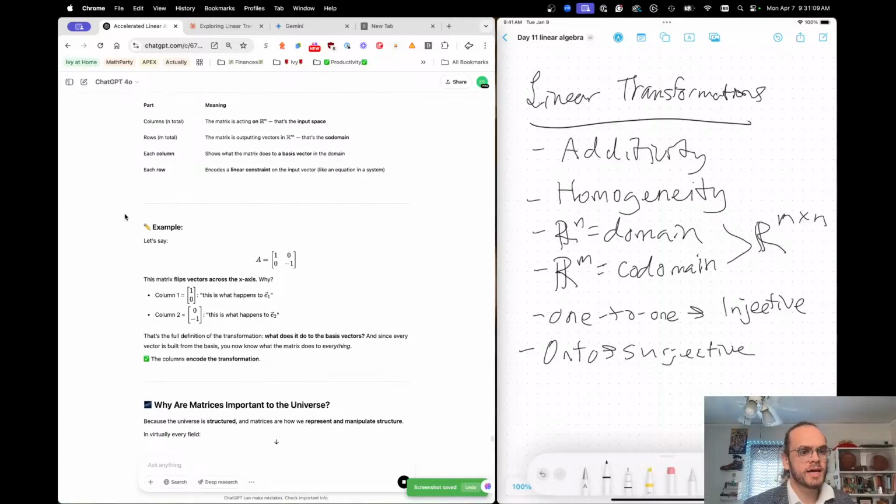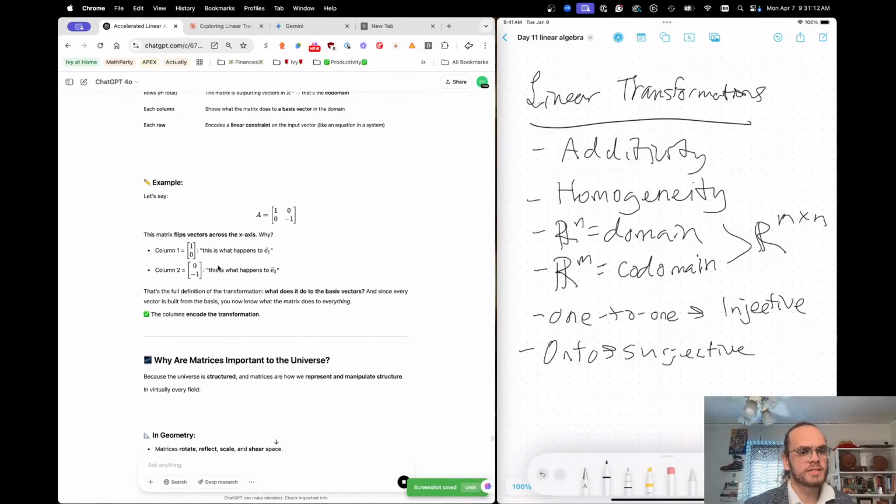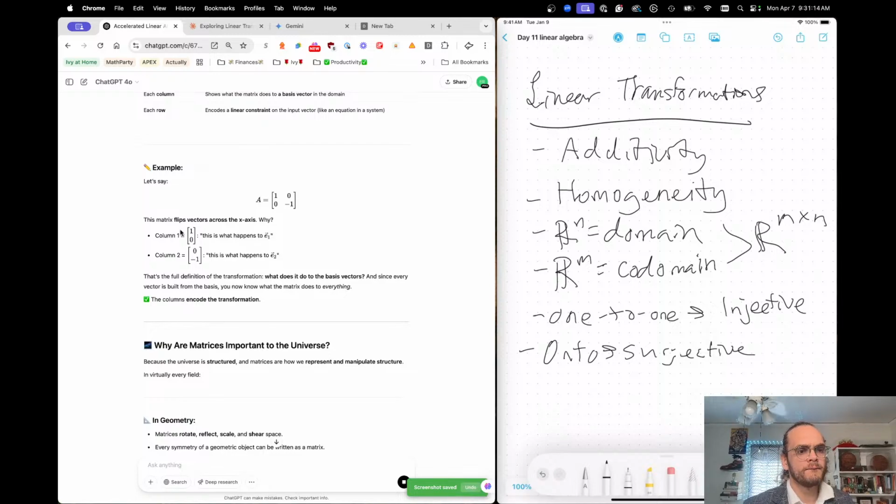All right, let's say the matrix flips vectors across the x-axis. Why? Column 1 is 1, 0, this is what happens to this vector. Column 2 is 0, -1, this is what happens to this vector. That's the full definition of the transformation: what does it do to the basis vectors? And since every vector is built from the basis, you now know what it does to everything. The columns encode the transformation. That's crazy. I don't really get that. I'm going to ask for more explanation here.